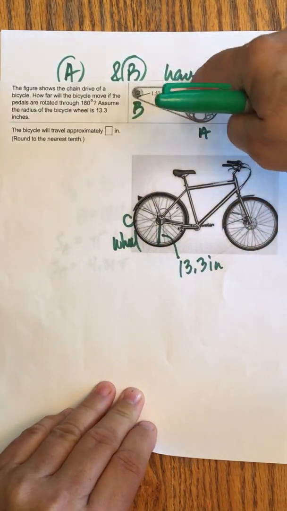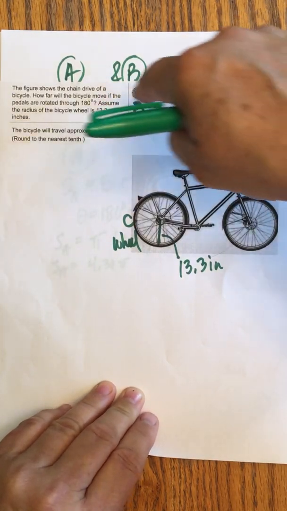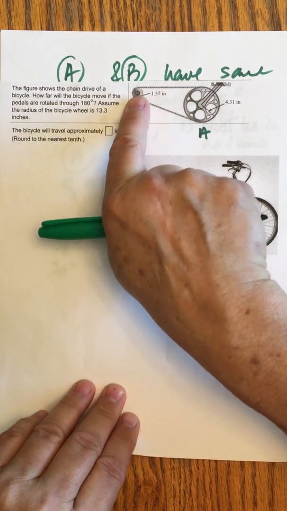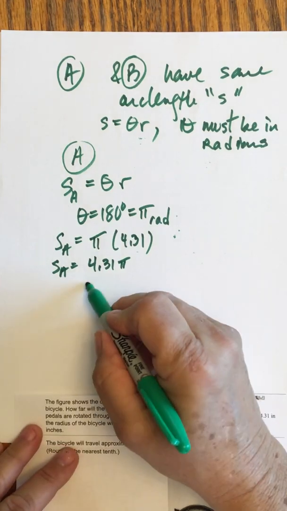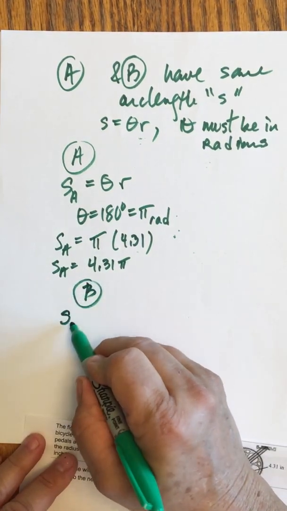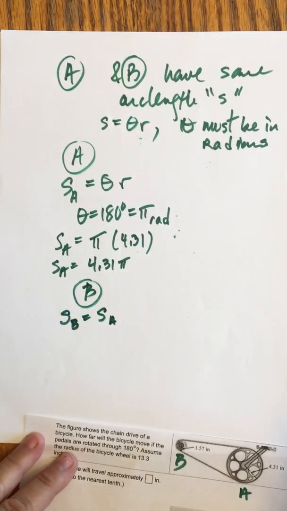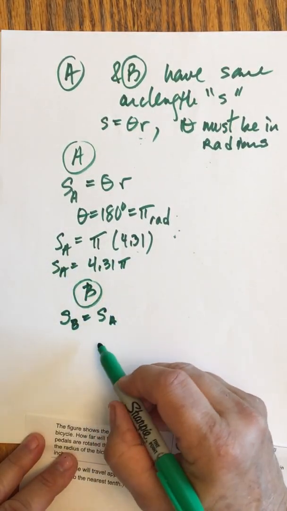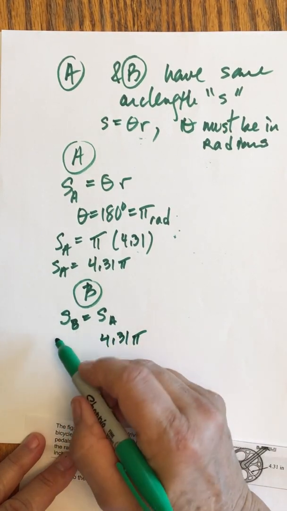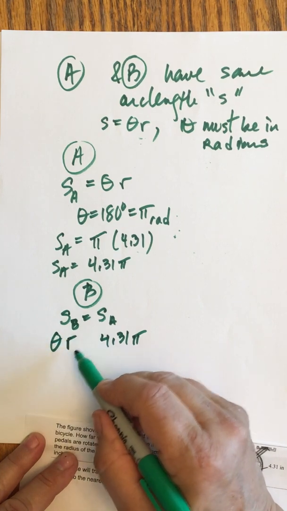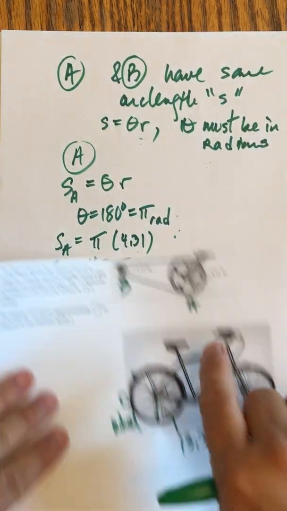All right. So now I know the arc length and basically how much this chain moves around this circle. I can use it now to find the rotation of this circle, because I know the arc length is going to be the same. So using the arc length for B, what's the arc length for B? I know it's got to be the same as the arc length for A. I already know the arc length for A is 4.31 pi, and I know the arc length for B is theta times the radius of B. Well, I don't know theta, that's what I'm going to find, but I do know the radius. It's what?